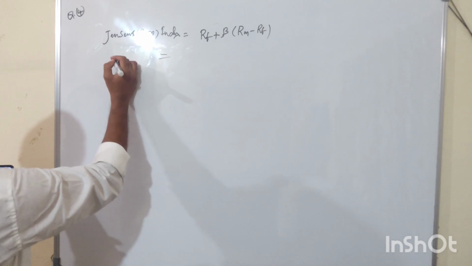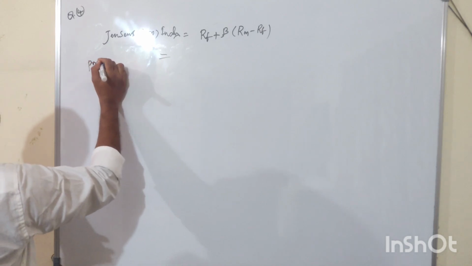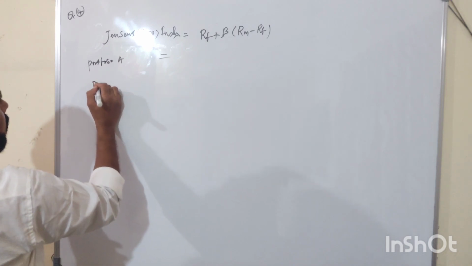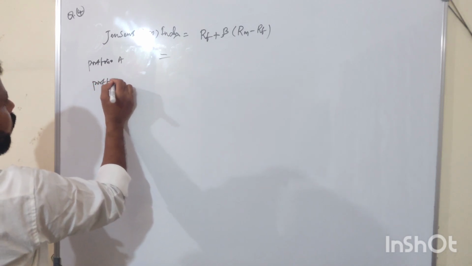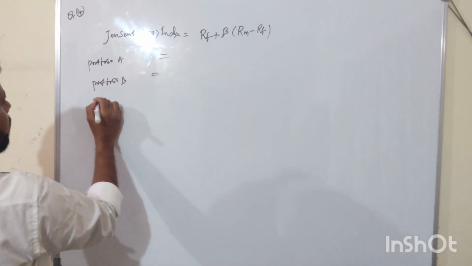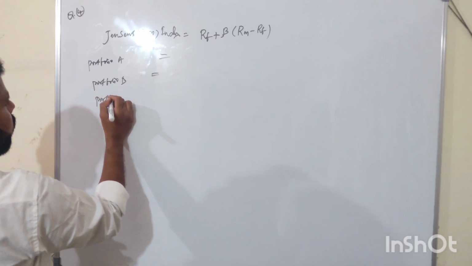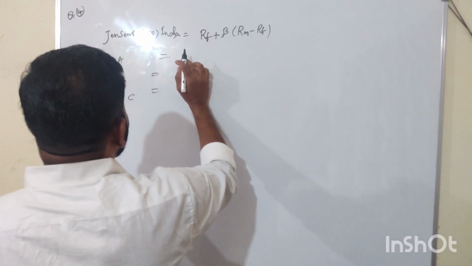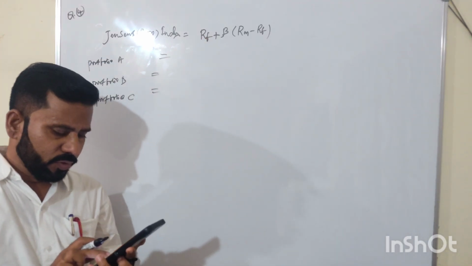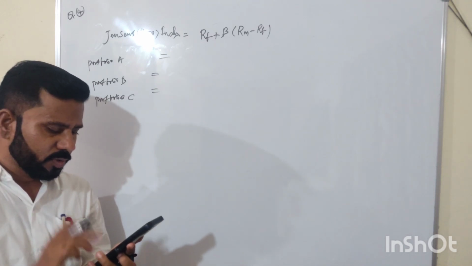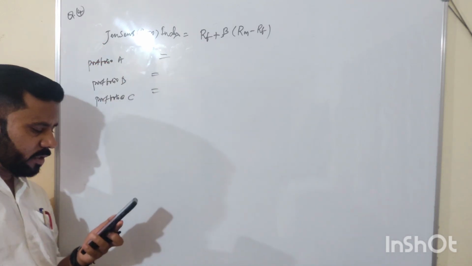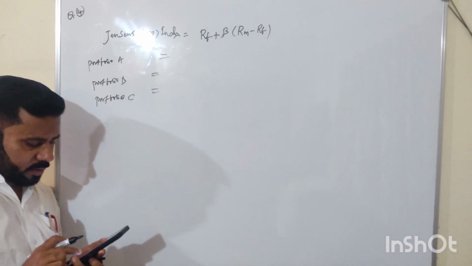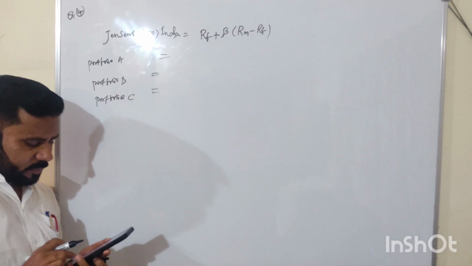Okay, let me calculate portfolio A's Jensen's ratio, portfolio B's Jensen's ratio, portfolio C's Jensen's ratio. If you need this question, I have already sent it to your WhatsApp group. You can check question number 4. Just half an hour or 40 minutes back I sent these 5 questions, right?